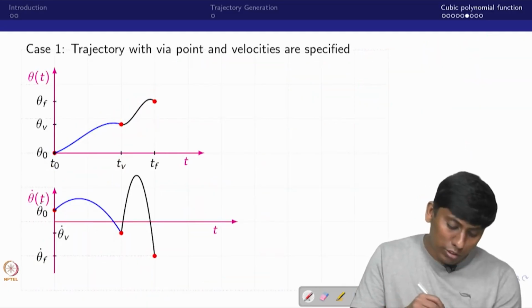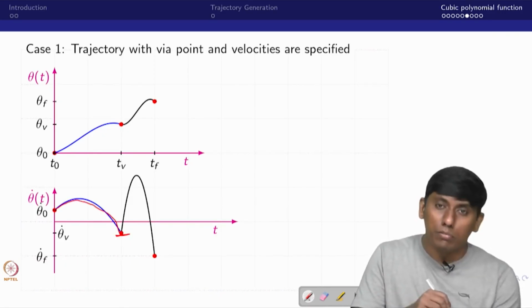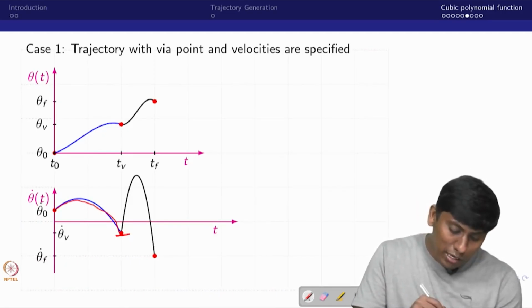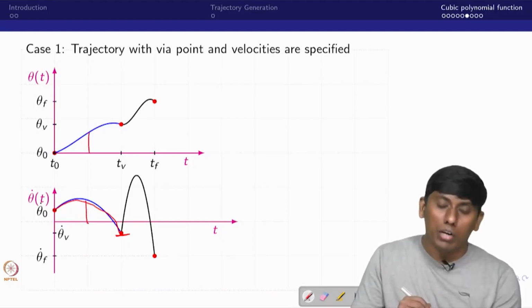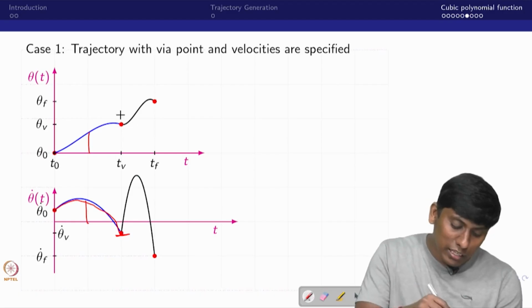Based on that velocity, as I already said, theta dot v exists. So you can see the first curve is smooth, with the maximum at the middle. Okay, so you can see that, and after that, what happened is the trajectory of the second segment.